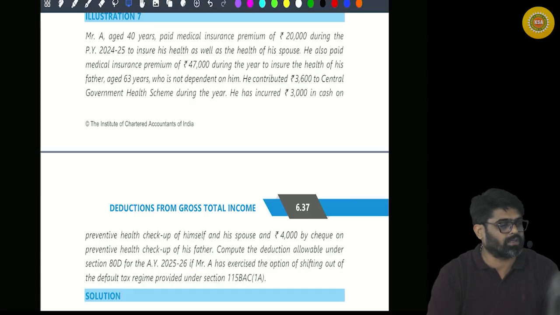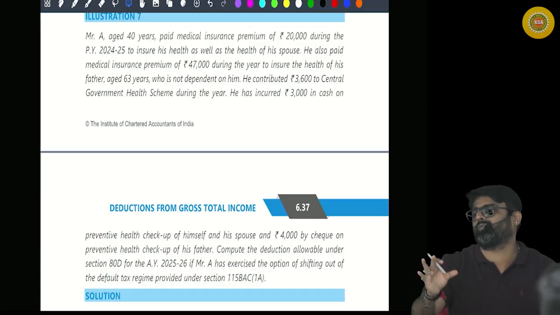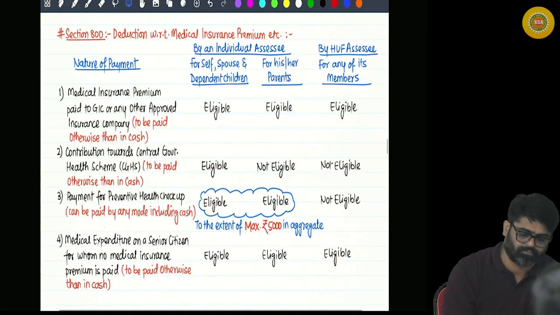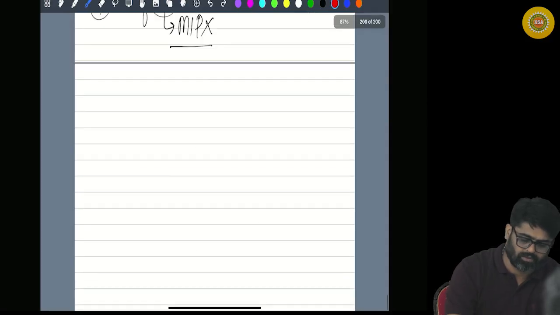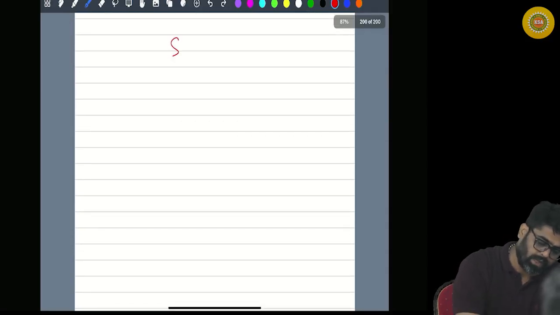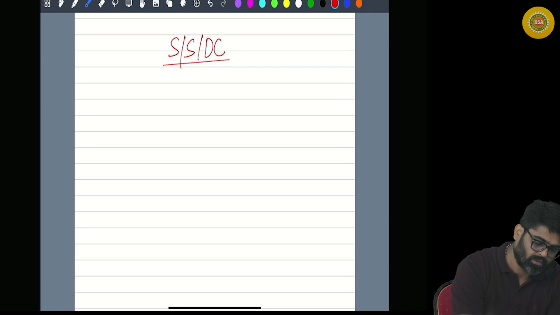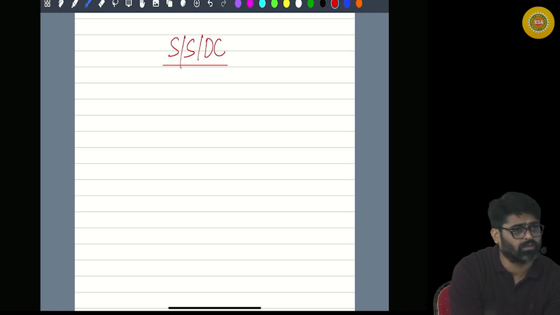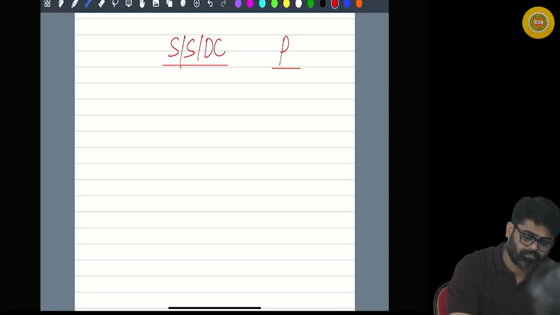Now compute the deduction allowable under section 80D. Very difficult, very difficult. I'll tell you how much difficult it is. See, DC. DC means Disney Comics. Dependent children. P, parents. Mission Impossible.